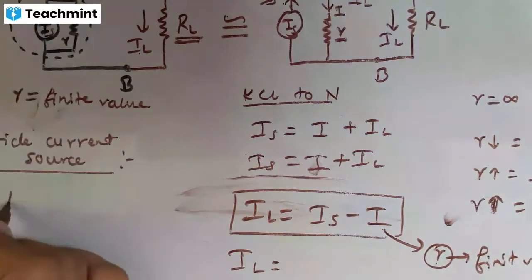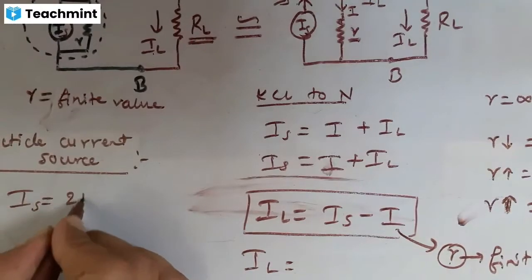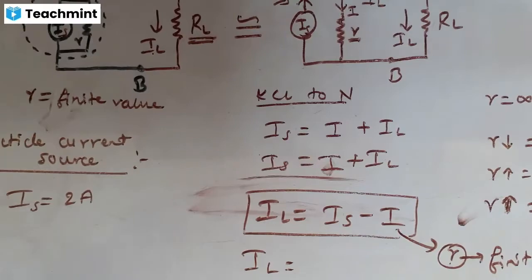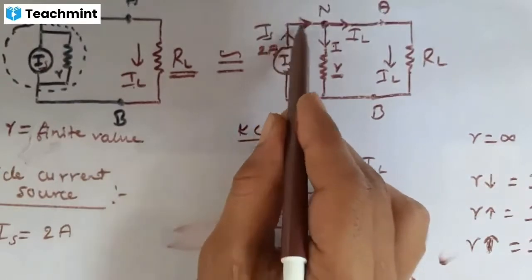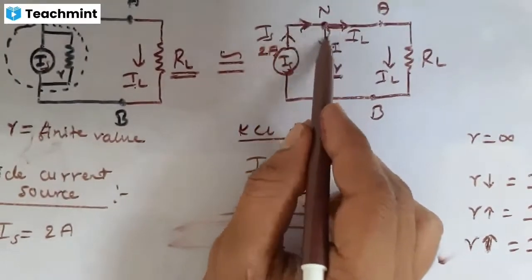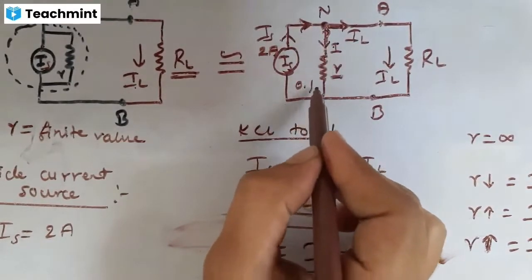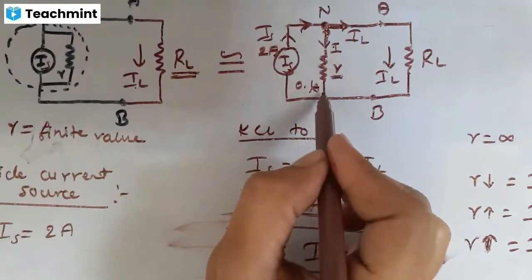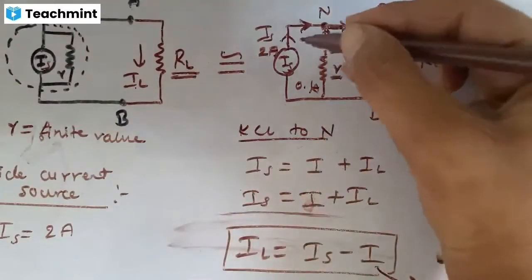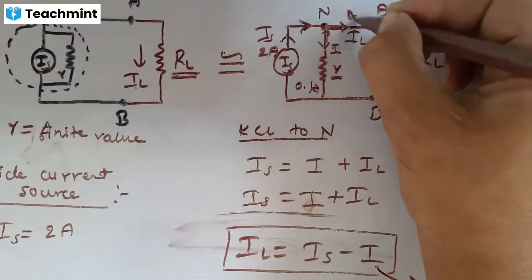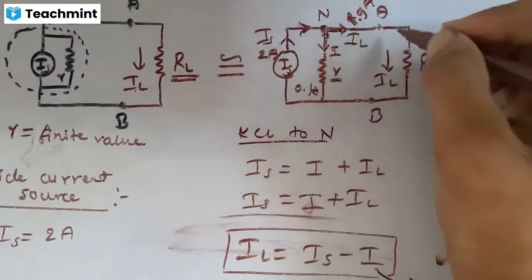If IS is equal to, for example, 2 amp, and some current is flowing here. Here it is producing 2 amp. It is flowing like this, and it is splitting here and here. Because of this small r, 0.1 amp is flowing in this resistor, and the rest of the current will flow here. If you subtract 0.1 from 2, it will be 1.9 amp. 1.9 amp current will flow here in this RL.